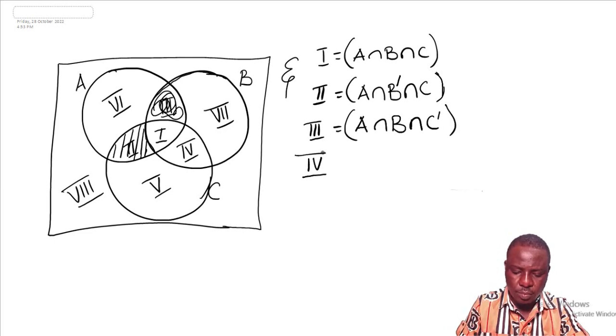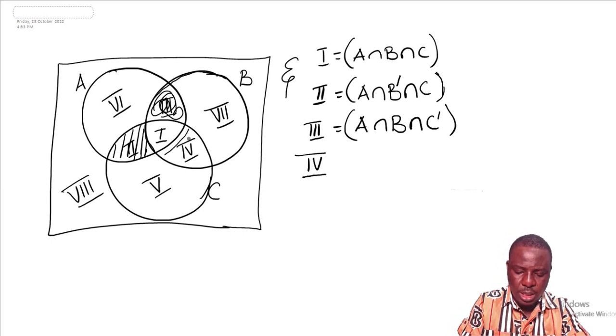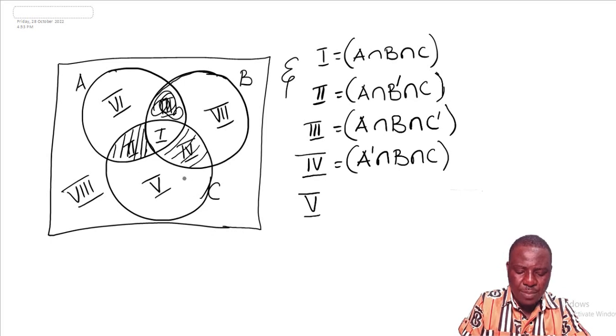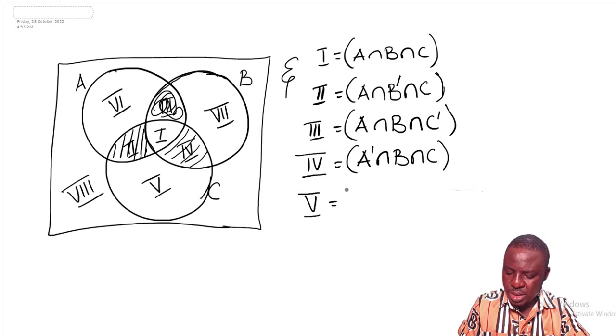Region 4 can be said to be a region containing elements in B and C only. So this is also written as A prime intersection B intersection C. Region 5. In region 5, we have elements that can be found only in C. Only in C. So this can be written as A prime intersection B prime intersection C.